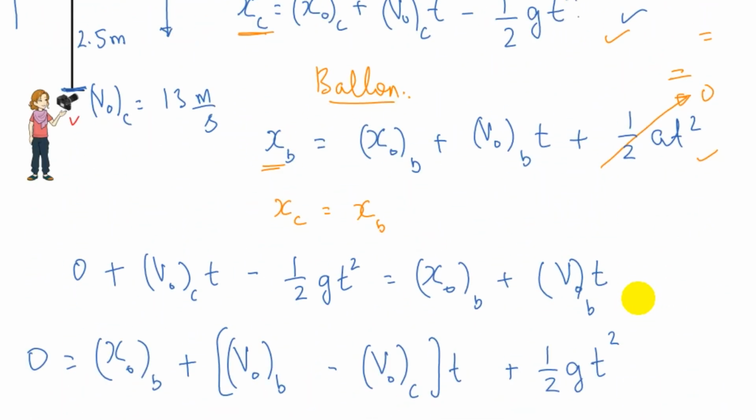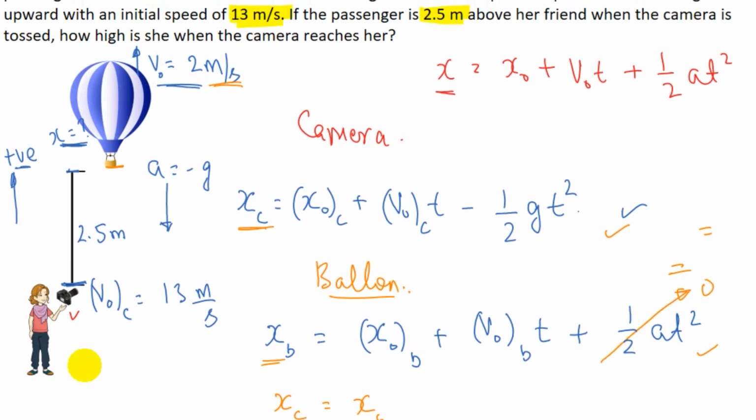So let's see what is happening here, at what time the camera reaches the passenger. When the camera is thrown in the upward direction, in just 0.26 seconds the passenger can catch the camera. But suppose he misses and is not able to catch it. The camera would still be moving in the upward direction with some velocity. It will reach the maximum height where the velocity becomes 0, and again it will come back, and the balloon is still moving with a velocity of 2 meters per second.